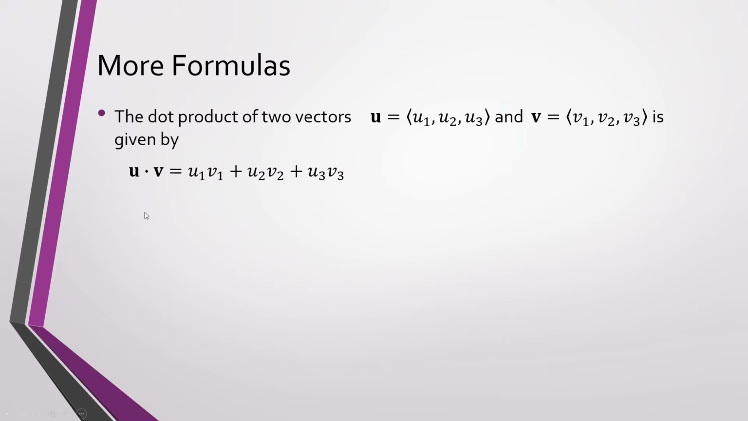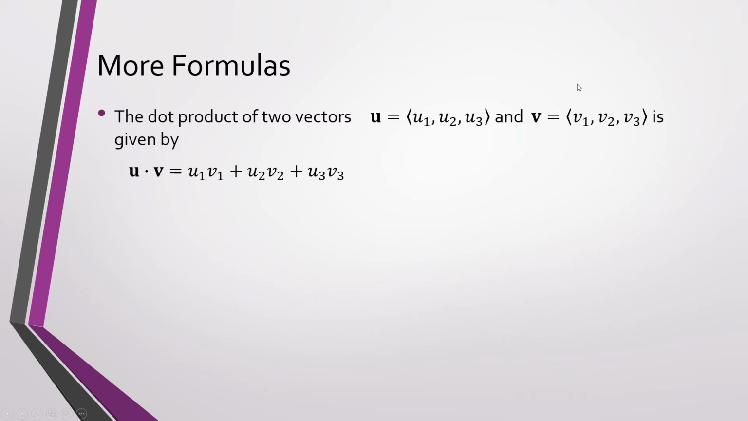Now this is read u dot v. I know it looks like your traditional multiplication symbol, but when we read this out loud, it says u dot v. It is u sub 1 times v sub 1 plus u sub 2 times v sub 2 plus u sub 3 times v sub 3.